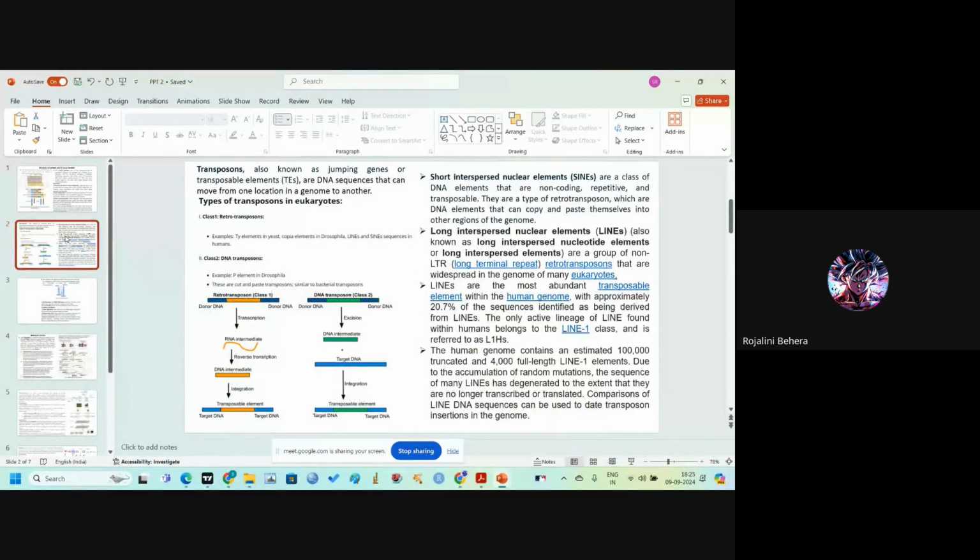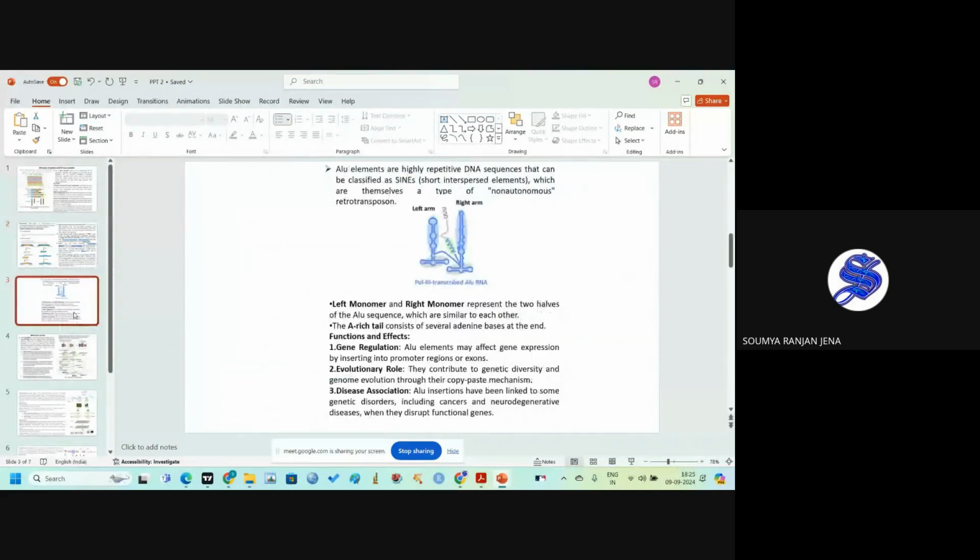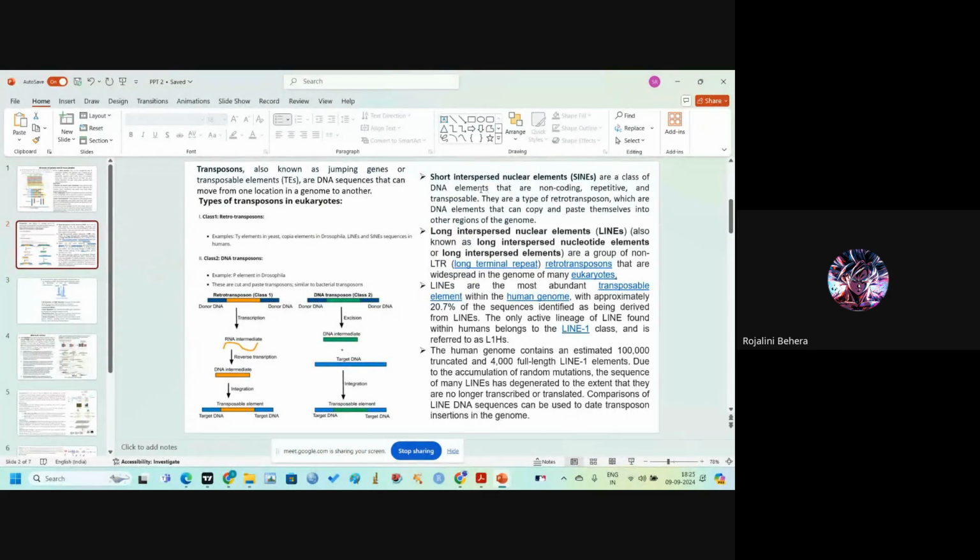SINE. Here we have discussed short interspersed nuclear element, that is SINE. These are short sequences. These sequences are inserted from a donor into the targeted DNA. Short interspersed nuclear element. Okay, sir.